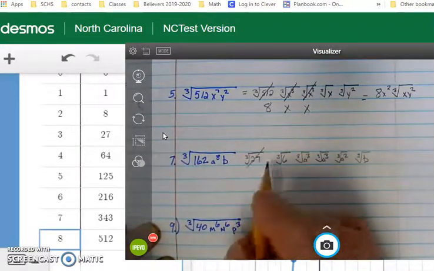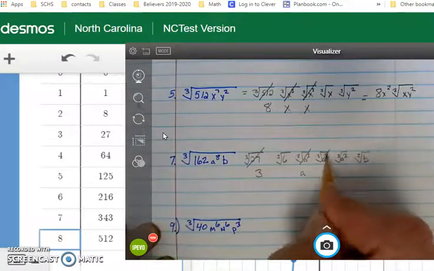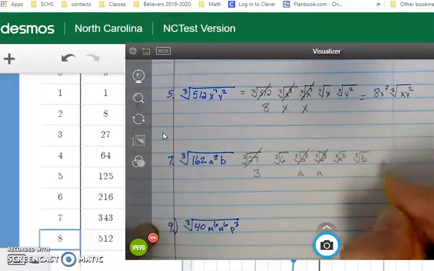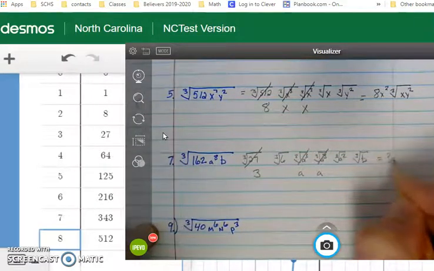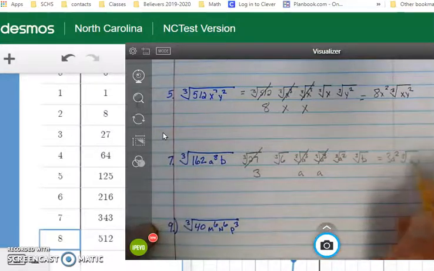And now I'll write out my perfect ones. The perfect cube is 3. Perfect cube here is a. Perfect cube here is another a. And that leaves me with a total of 3a squared times the third root of 6a squared b.